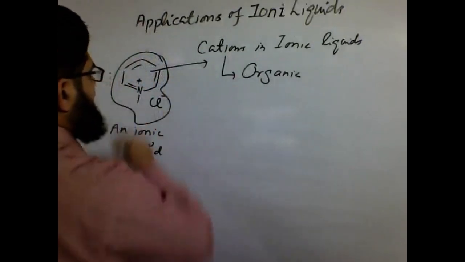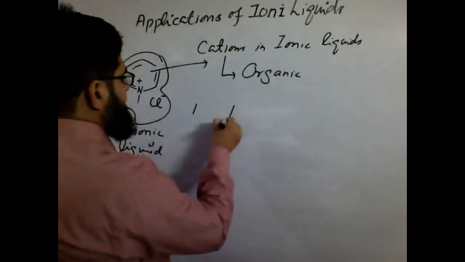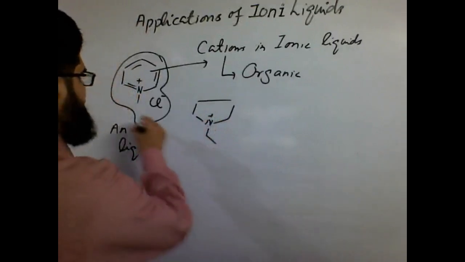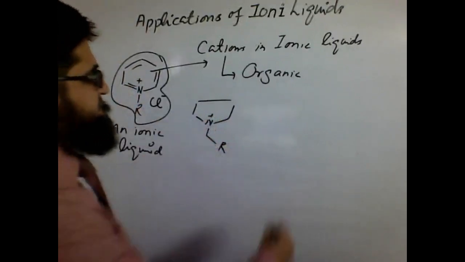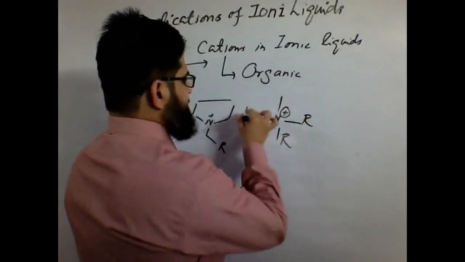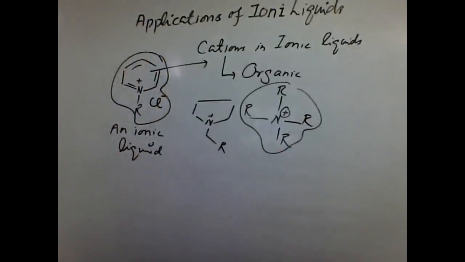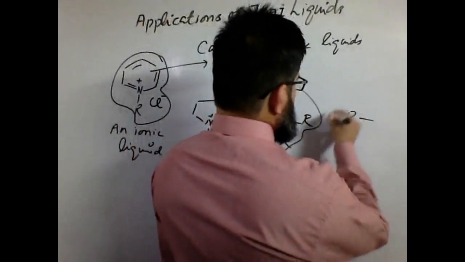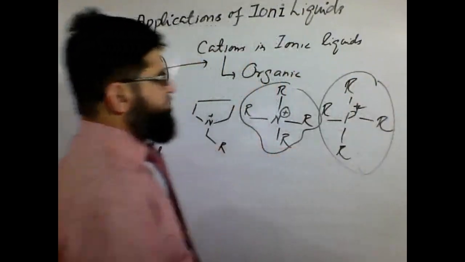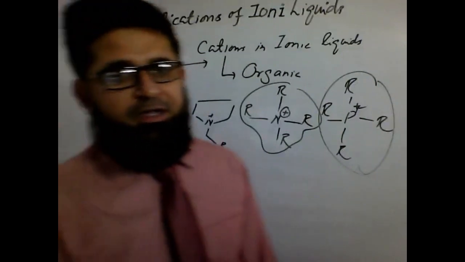In the case of organic cations, we told you they could be generated from pyridine, so they could be pyridinium based, or they could be pyrrolidine based, having any sort of substituents around. They could be ammonium based, where nitrogen is substituted with four different alkyl groups. They could be phosphonium based, having different substituents around as well. So this is how the cationic part in an ionic liquid is supposed to be.